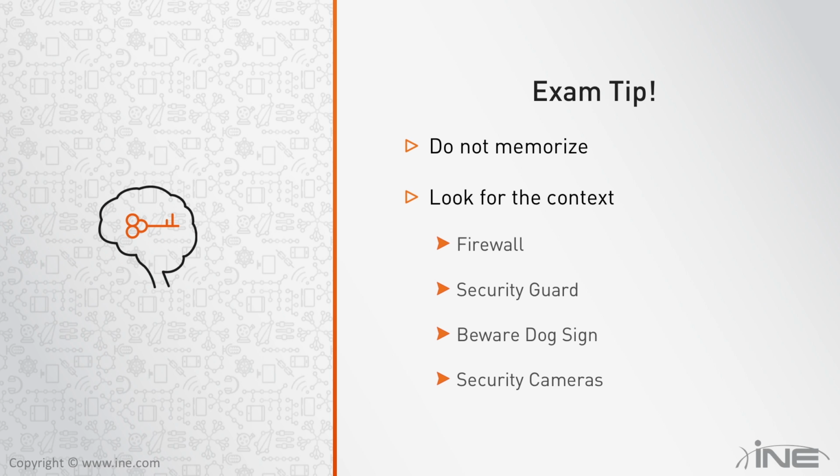Well, now I want to give you an exam tip for this topic. Do not try to memorize the concept itself. Try to put it in context. Think about a firewall, a security guard, a beware of dog sign, or a security camera. If you think about a security guard, think about what the security guard can do in your environment and what security measures you can have with the security guard. The security guard can be preventive, deterrent, or corrective. At the same time, you need to think about all the things that the security guard can do for you.